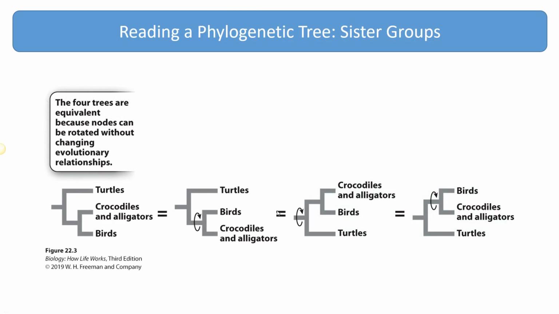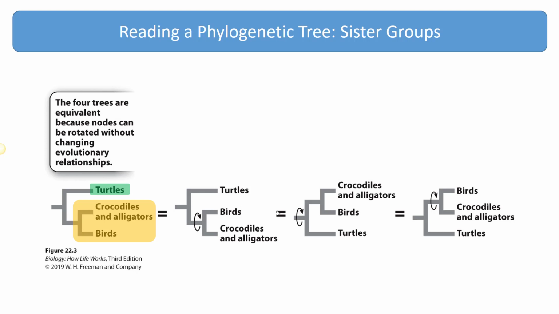Two groups are considered to be each other's closest living relatives if they share a common ancestor not shared by any other group. Two groups that are each other's closest relatives are called sister groups, and the closeness of the relationship is determined by looking to see how recently two groups share a common ancestor. In the example shown here, we can see that crocodiles and alligators are a sister group with birds. The outside group is represented by turtles.